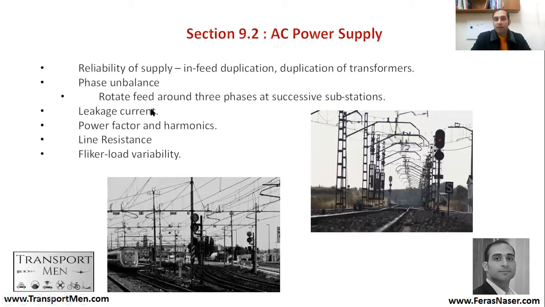Phase imbalance, you have different loads, and this can cause a problem. Leakage current, and we'll talk about this in more detail, the ground current effect. Power factor and harmonics, having losses in the network, so you need to try to reduce these losses. Line resistance, the resistance of the overhead line, and flicker load variability, you have that flicker. So these are some of the issues that can face your AC power supply system.